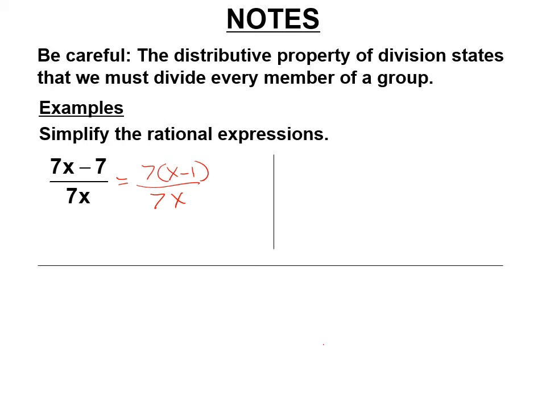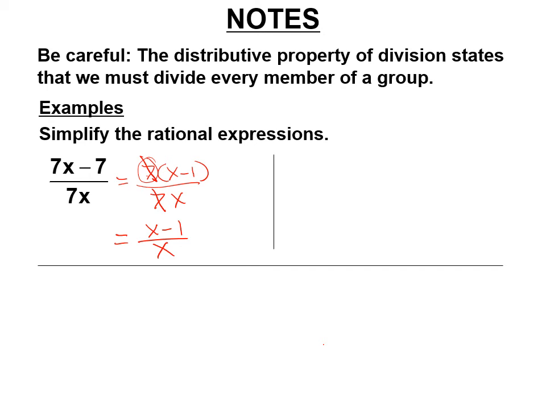And so then this 7 is outside the group. Once it's outside the group, then you can cancel the 7's. And the answer to this is x minus 1 over x. You can't cancel those x's though, because the x minus 1 is still linked in a group with the minus 1.